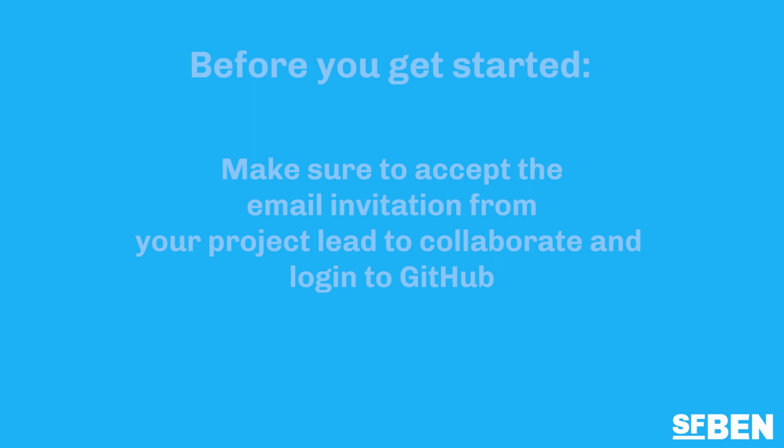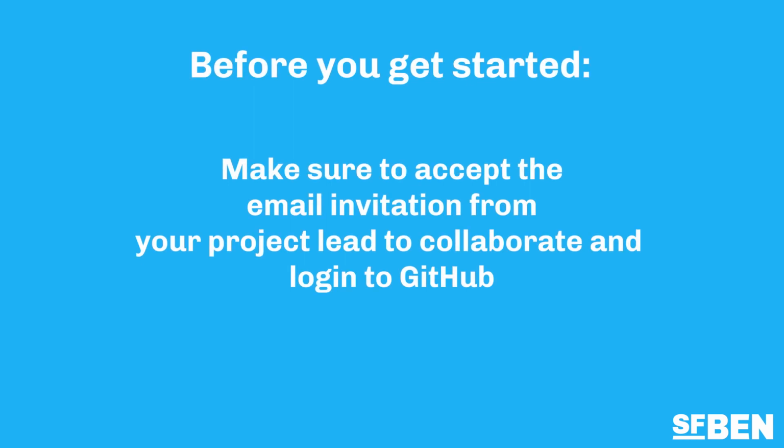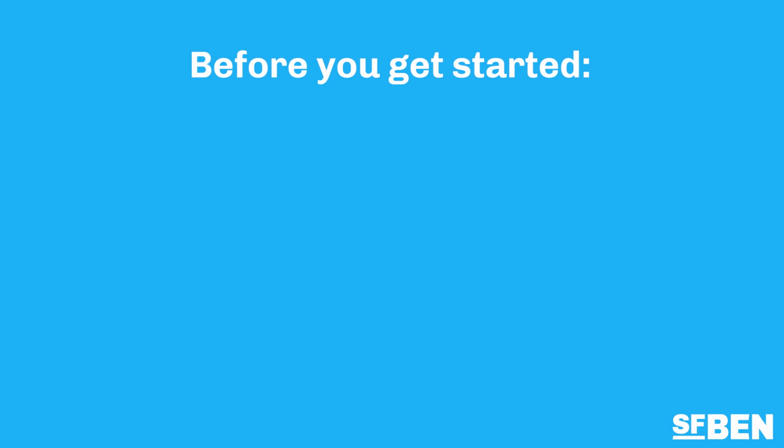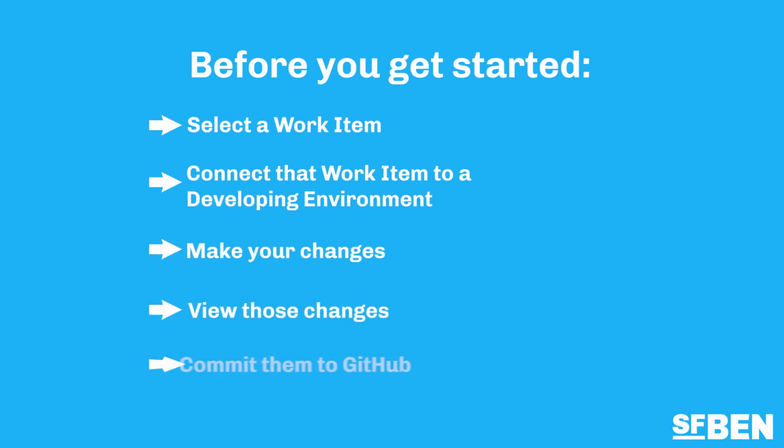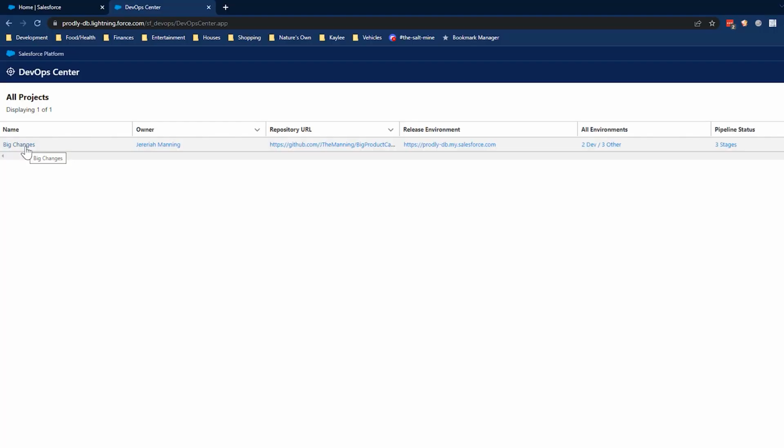Thanks, Ben. Before you get started, make sure you've accepted the email invitation from your project lead to collaborate and log into GitHub. You can also log into the GitHub repo and accept the invite there. To get started, you will select a work item, connect that work item to a developing environment, make your changes, view those changes, and commit them to GitHub. Let's begin by opening an existing work item that is part of the Big Changes project.